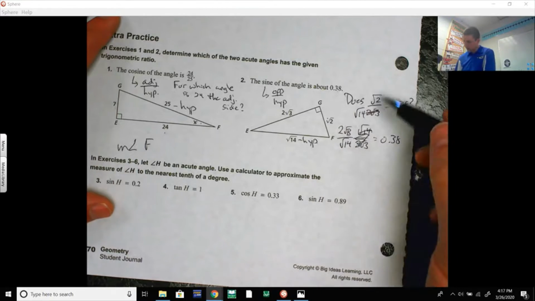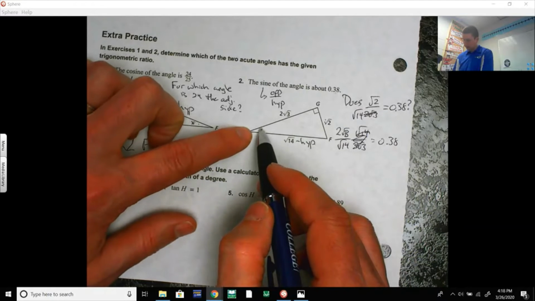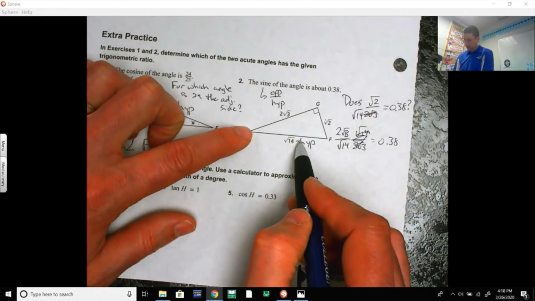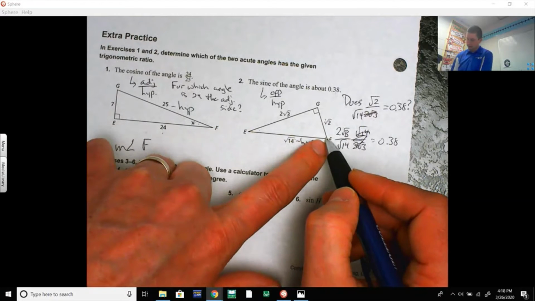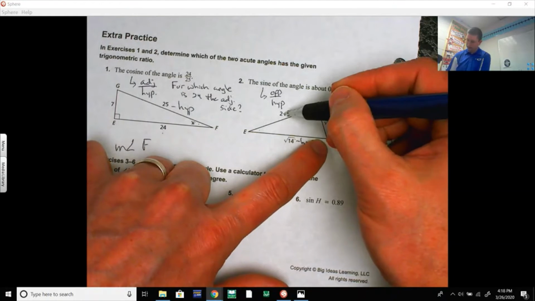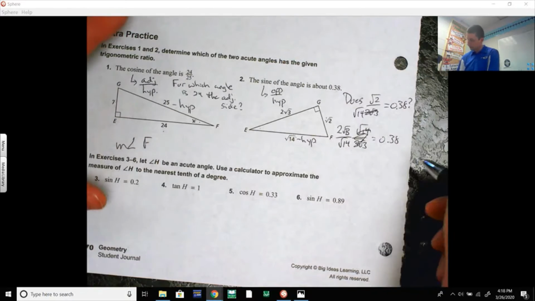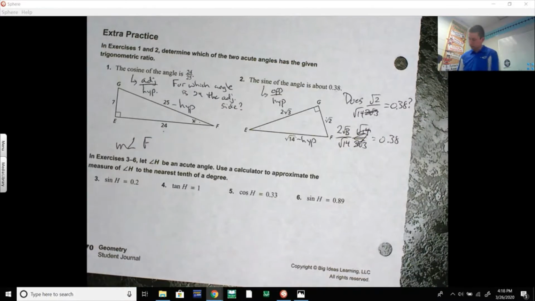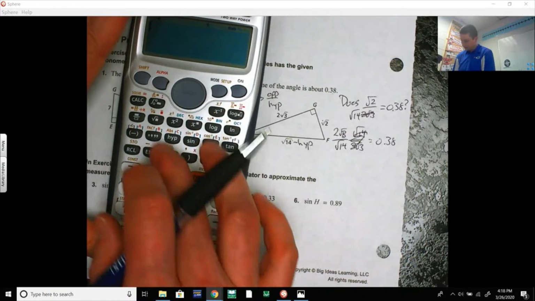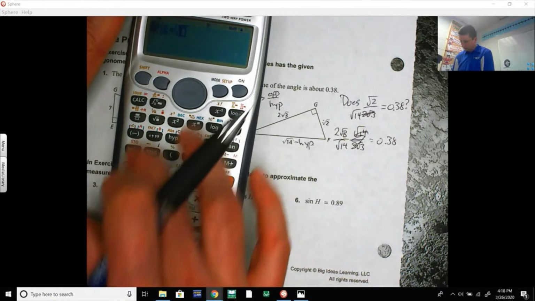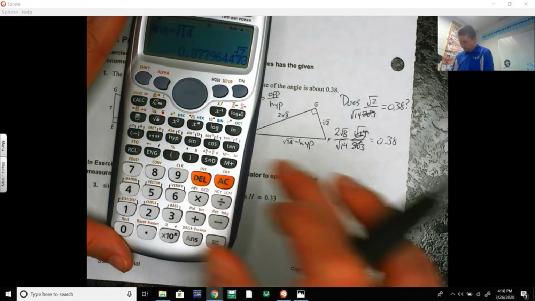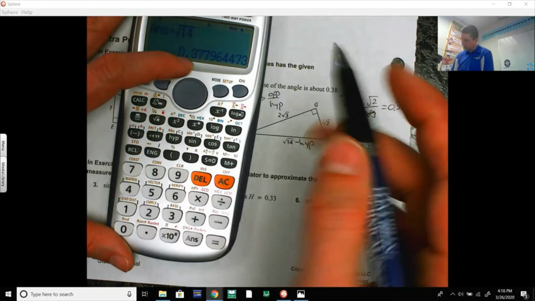Which one of those? So here I'm checking, okay, if I want sine, this would be opposite over hypotenuse, root 2 over root 14. Or if I'm over here, if I want sine, I would go opposite, 2 root 3 over root 14. So which one of those worked? So I'm going to check the square root of 2 divided by the square root of 14. That is about 0.38. So it should be this one.